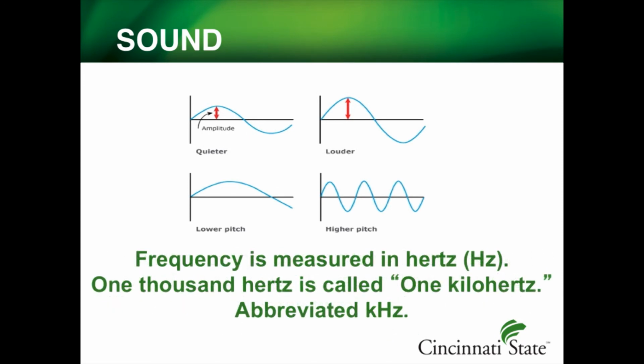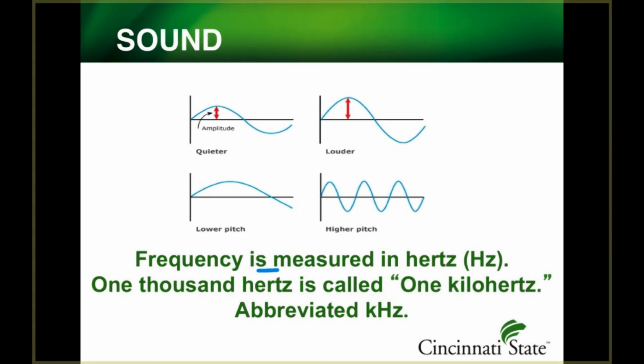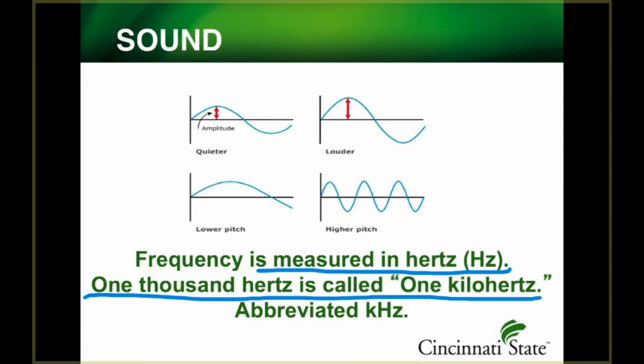Frequency, as we said earlier, is measured in hertz. I know I'm saying this stuff over and over again, but these are important things for you to understand. And then 1,000 hertz is called 1 kilohertz. It's abbreviated kHz. You'll see these all over the place.